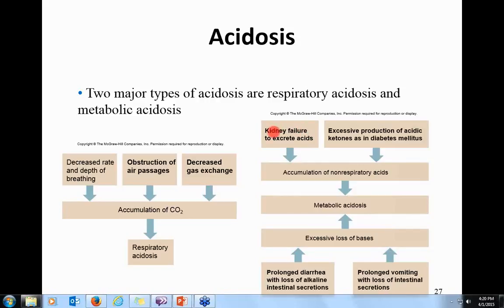Failure of your kidneys to secrete acids, or excessive metabolic production, can lead to an accumulation of non-respiratory acids. Okay, and metabolically that produces acidosis. In addition, anything that causes you to lose bases, like prolonged diarrhea or prolonged vomiting, again, these could lead to metabolic acidosis.